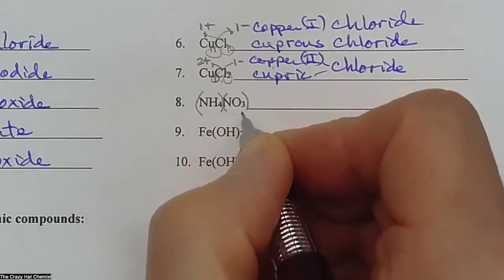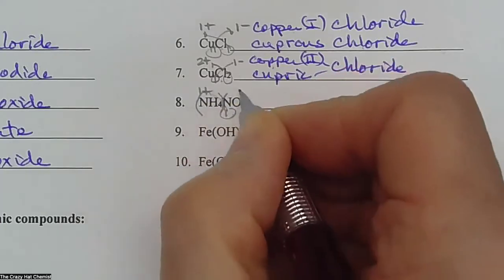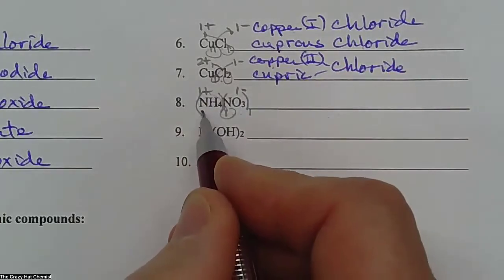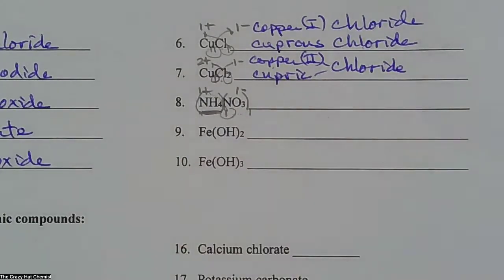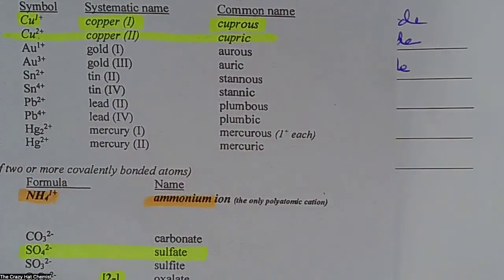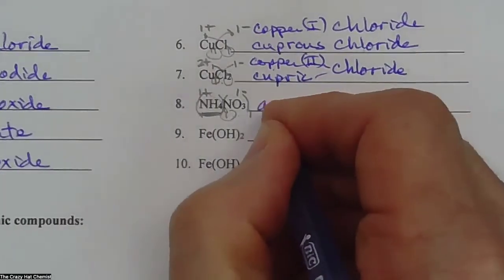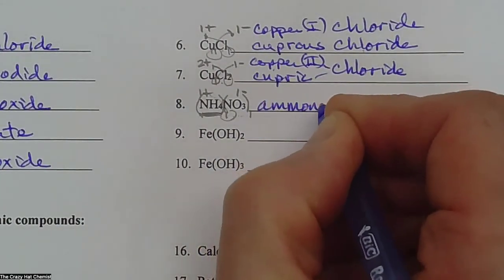All right, the next one here, we're going to put a parentheses around this polyatomic ion and a parentheses around that polyatomic ion. The 1 and 1 is right there. I'm going to flip them and bring them up. That's a 1 plus. This is a 1 minus. Notice that this is a polyatomic ion. And there is only one polyatomic cation, and that is it. And that is right there. That's NH4. That's called ammonium. So I'm going to write down this word, ammonium.